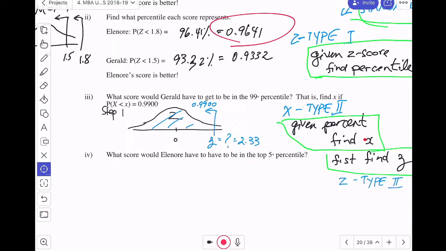But I want to find x. First I find z, then I convert to x. To convert to x, I do the backward operation. So x equals what? x is z standard deviations from the mean. This is how I'm going to solve for x. I put the 2.33 in there, and use the mean I'm given for Gerald and the standard deviation to solve for the score you should have had.